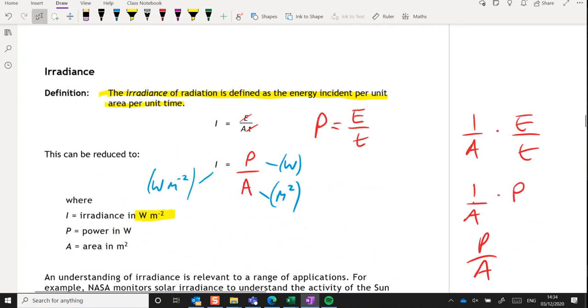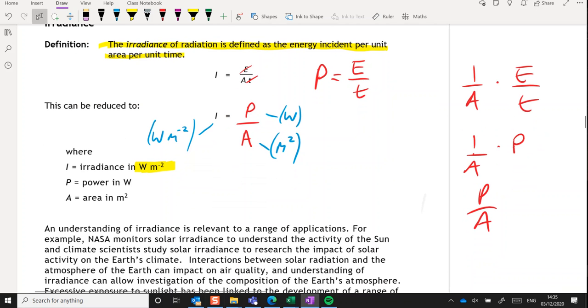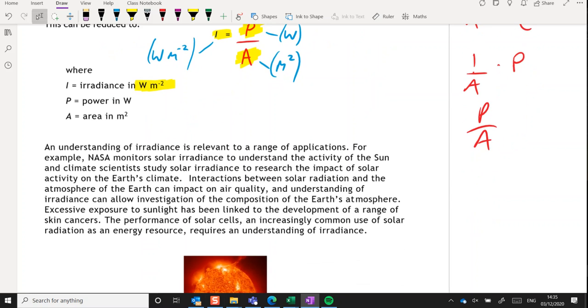So, where were we? Irradiance is defined as the energy incident per unit area per time. A light source will irradiate a surface. This formula, which is in the formula sheet, is I equals P over A, with the corresponding unit watts per meter squared. An understanding of irradiance is relevant to a range of applications.